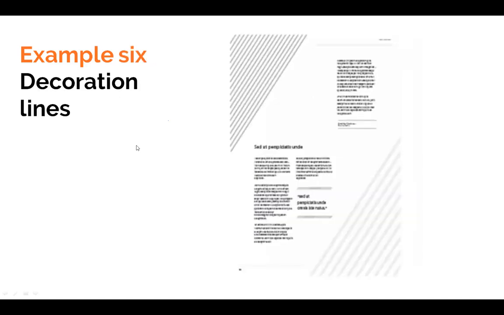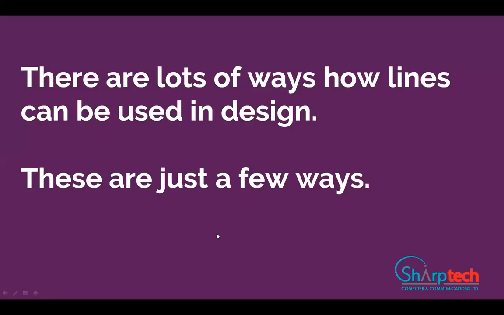So here lines are used as decoration. Do you see these slanting lines? They are decorating this piece of work. So you have text here, you have another text here, then at this corner there is a decoration, at this other corner there is also a decoration. So those are all the different ways.